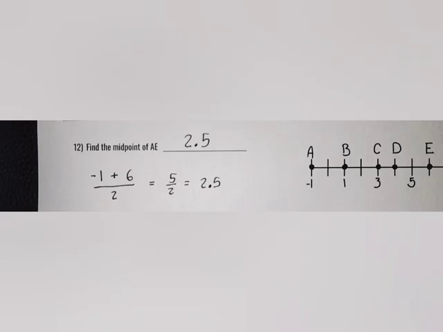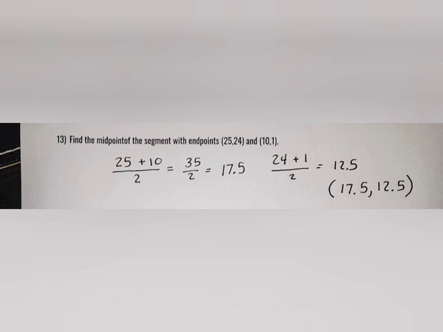Problem number 12 is the midpoint formula. And to be fair, the midpoint formula is pretty easy. You add the two numbers together and you divide by 2. So A is at negative 1, E is at 6, negative 1 plus 6 is 5, half of 5 is 2.5.